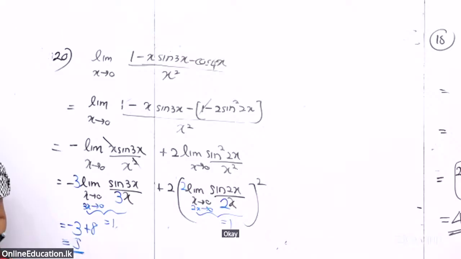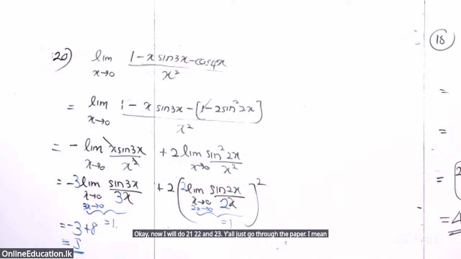Okay. Now I will do 21, 22, and 23. You all just go through the paper, I mean, the tute. I will give you 1 minute to write the answer. Hurry up and write the answer. Those who need, do your corrections if wrong.